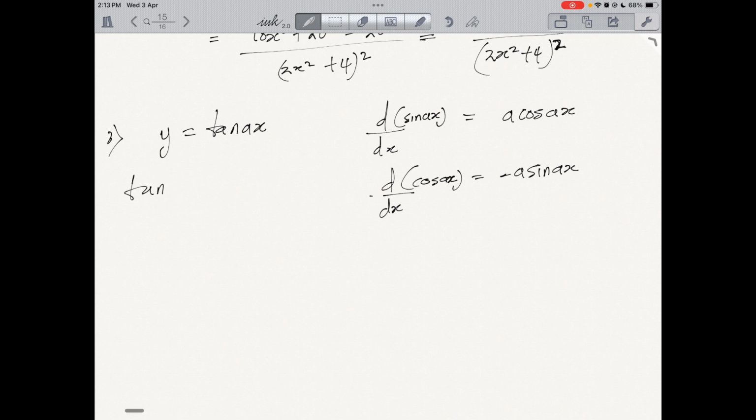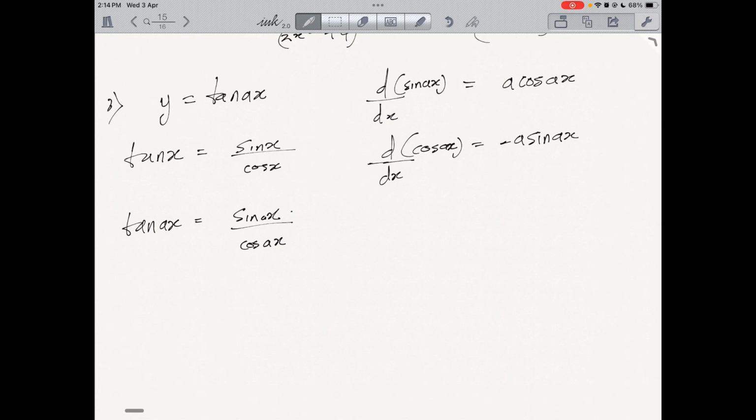We know that tan x is equal to sine x over cos x. Therefore, tan ax is equal to sine ax divided by cos ax. Very important. So when we want to differentiate this, we can take this to be our u and this to be our v. So our u is sine ax and our v is cos ax.